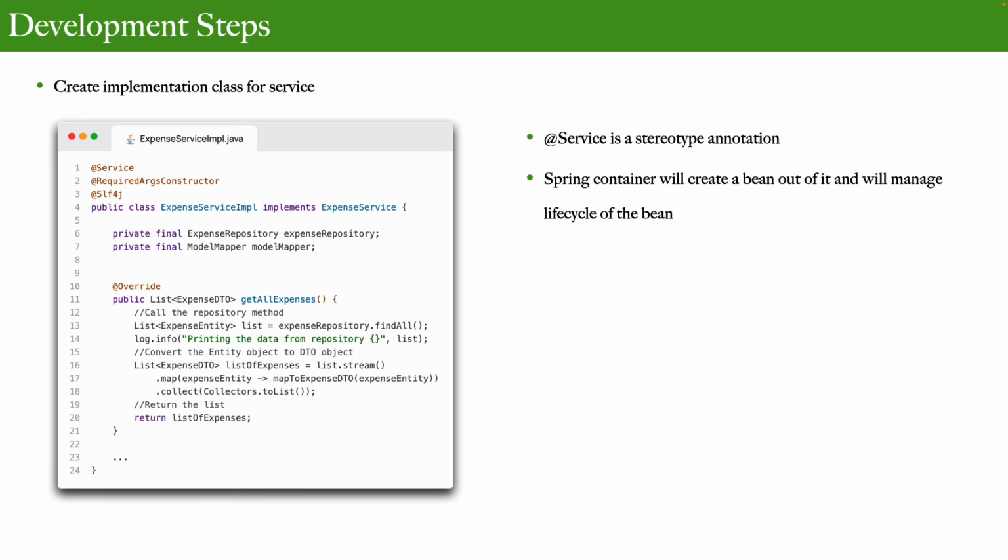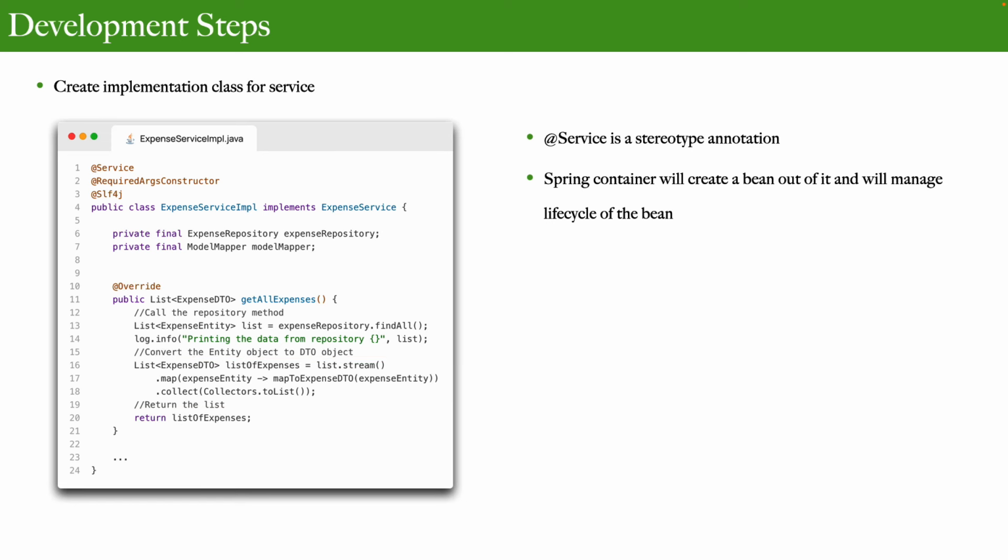Next, we will be adding the logger just to see whether we are getting the values or not. Once we get the list of expense entities, we will be converting that into data transfer objects, because expense entity objects should never be sent back to the presentation layer. We have to convert those into data transfer objects, because the data transfer objects are the ones that are sent back to the presentation layer.